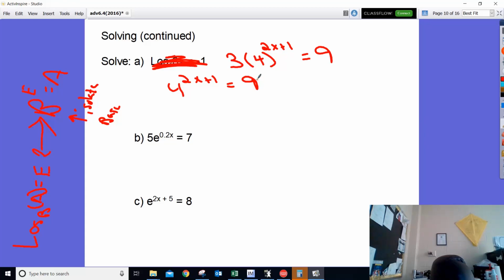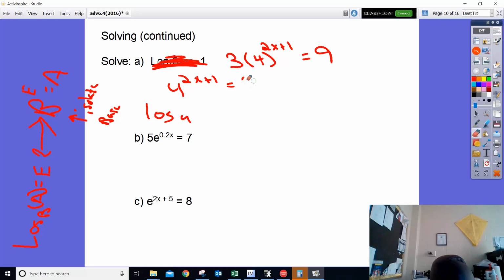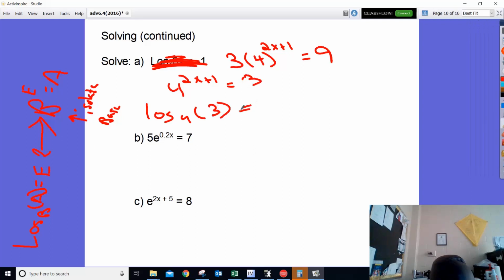It is now just a simple exponential function, and you can convert an exponential function into a logarithm. The logarithm base what? Log base 4. What's that logarithm's argument? That's a 3, isn't it? A 3. What's that equal? 2x plus 1.